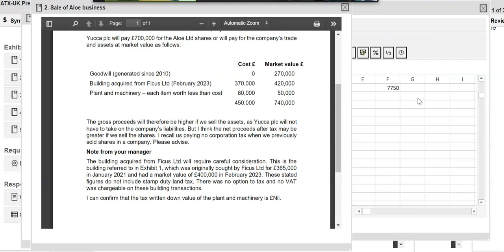But you also have to add the stamp duty land tax. The original cost was 365 because that was a group company, so nil gain, nil loss transfer. Remember? So you will deduct the original cost and the stamp duty land tax, so you will get the gain on the building as well.